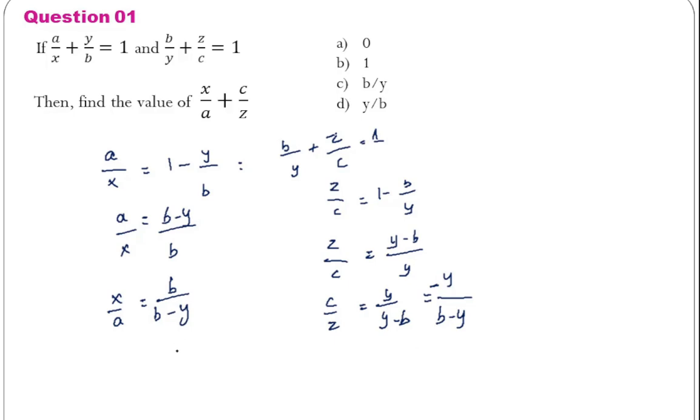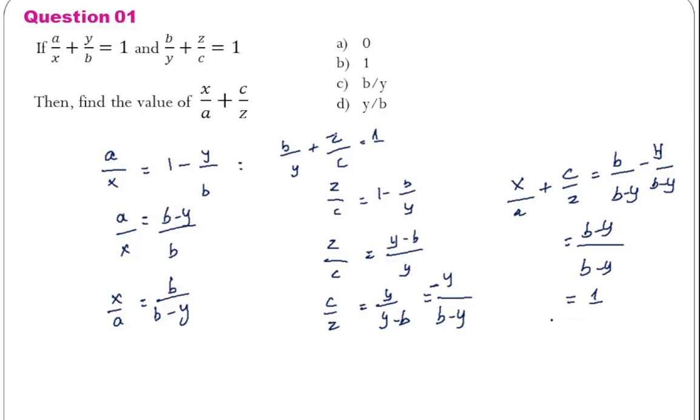Now we have to add up the x by a and c by z values. So x by a plus c by z equal to b divided by b minus y, minus y divided by b minus y. As the denominator is common, we can just subtract the numerators, that is b minus y. The denominator is also b minus y. Then they cancel each other and we get the value as 1. So the correct answer is option B.